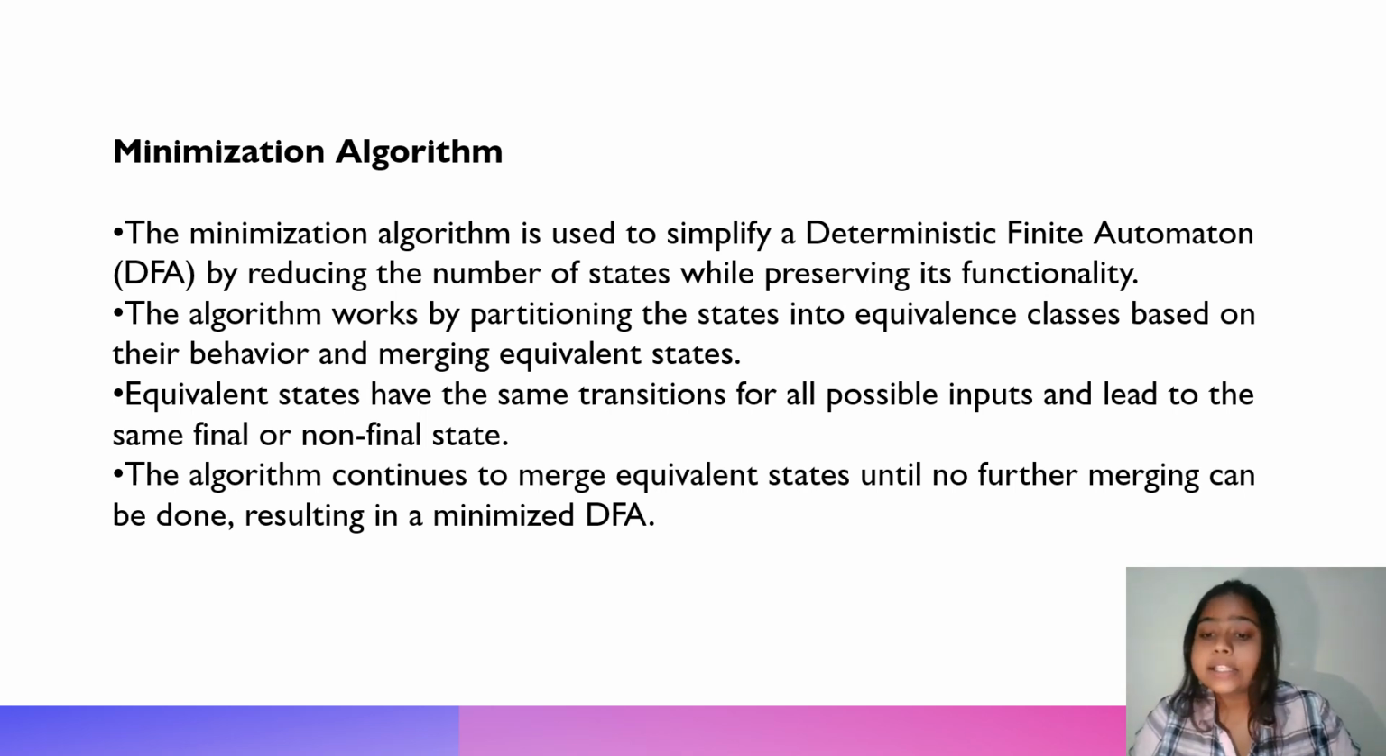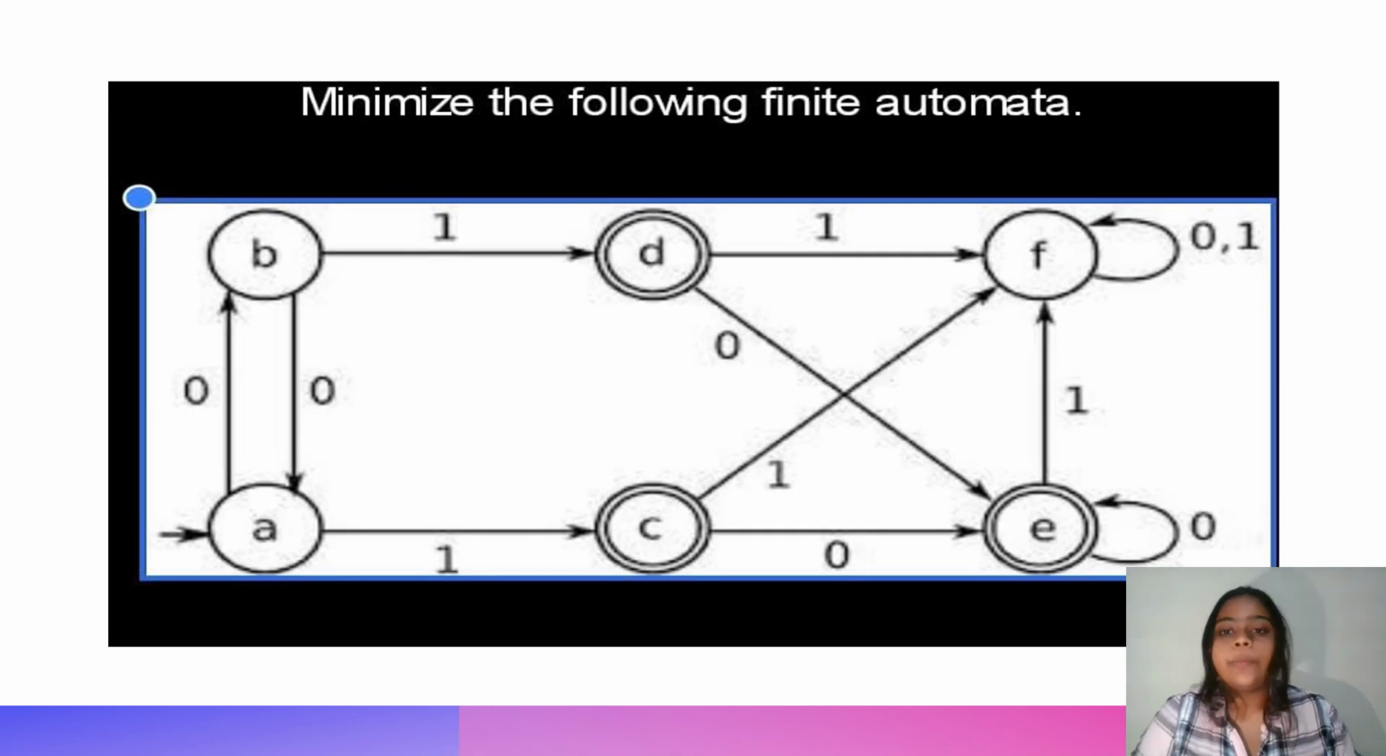We will exclude the states which are not required in the DFA, as they are not taking part in the DFA, so we will minimize their data. Equivalent states have the same transition for all possible inputs that lead to the same final or non-final states. The algorithm continues to merge equivalent states until no further merging can be done, resulting in a minimized DFA. So let us move forward with an example.